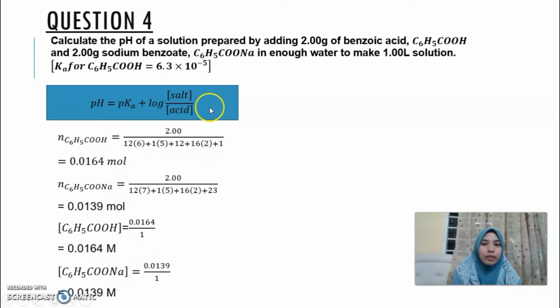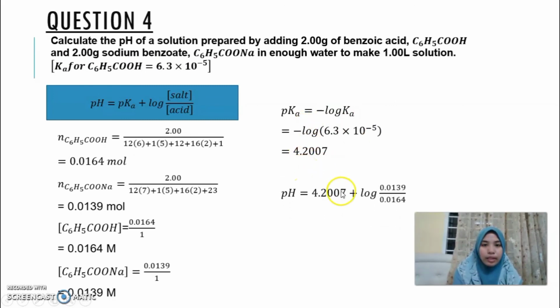Okay, then we already have the concentrations of salt and acid. Then we need to find the value of the pKa. The value of the pKa uses the formula pKa equals negative log Ka. Ka has been given, which is 6.3 times 10 to the power of negative 5, so we just substitute into the formula and we will get 4.2007. After we get the values we need, we can substitute back into the formula for pH, and we will get the pH for this question is 4.13.